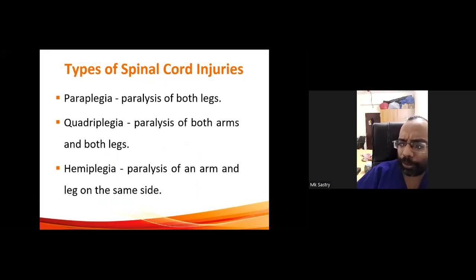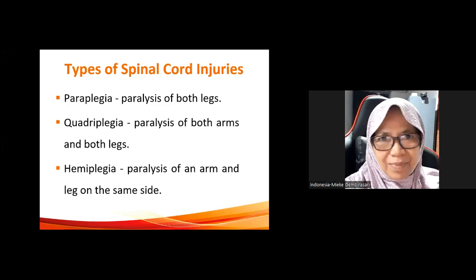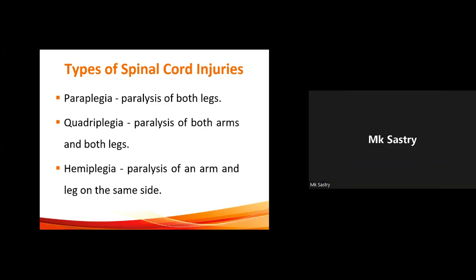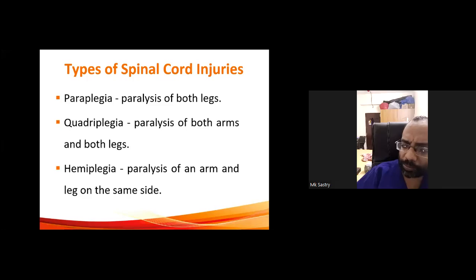Paraplegia means both legs, quadriplegia means all four, and hemiplegia means one side. Clear? Yes, sir. Next. Finished?